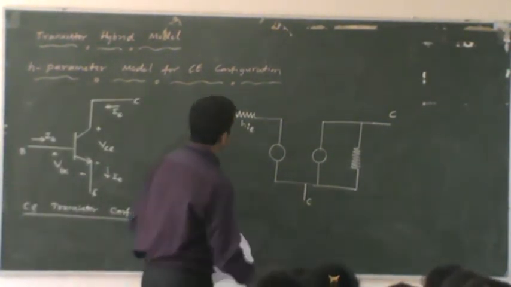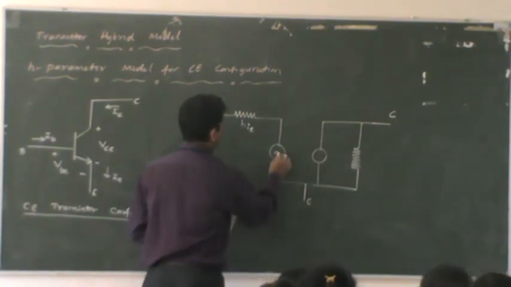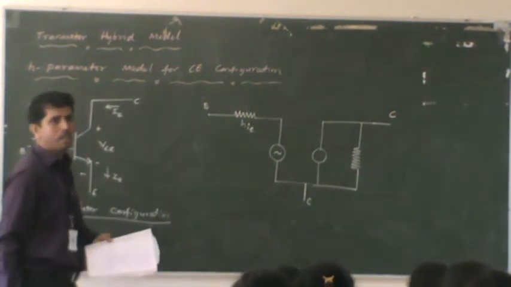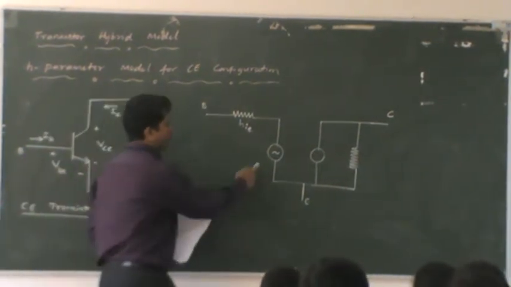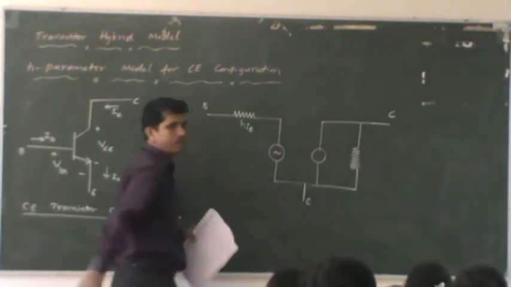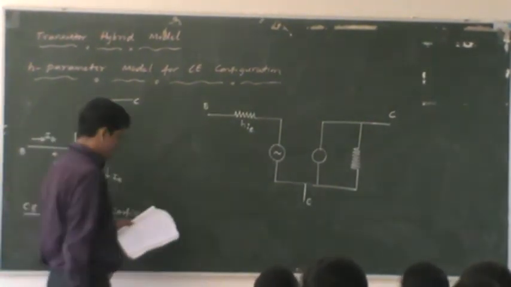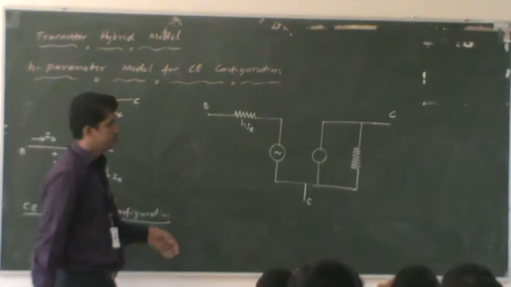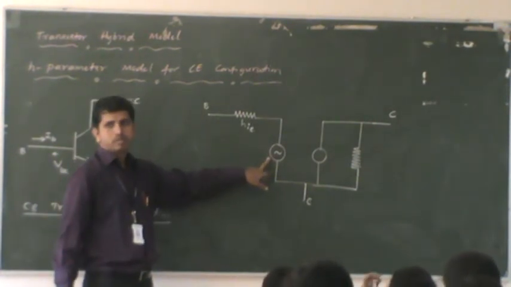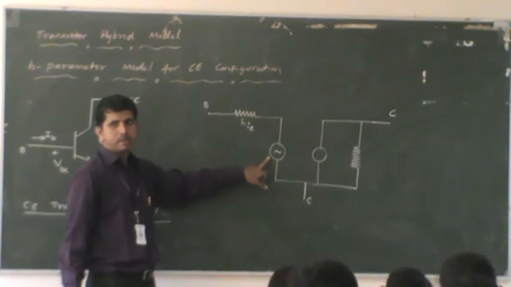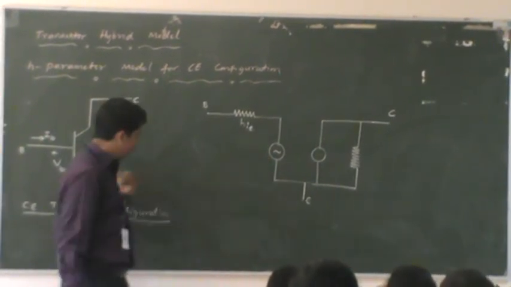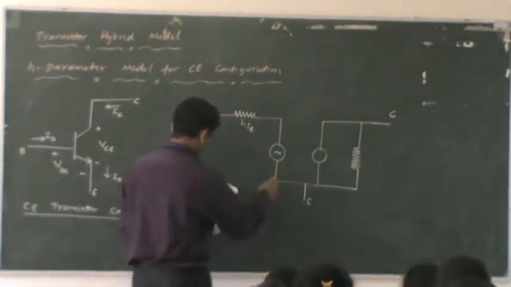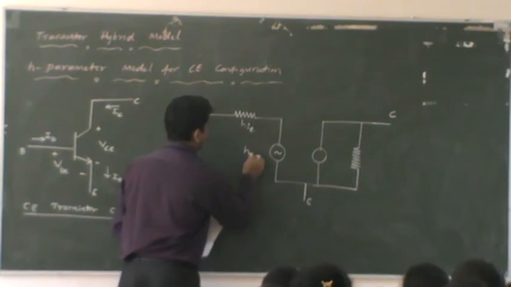And look at it, this is going to be the voltage source. Look at the general hybrid parameter model. What should be the value of this voltage source? It is HRE times, and now you should write according to this. Where is V0 here? It's VC. So it's nothing but HRE times VC. How many can understand this?